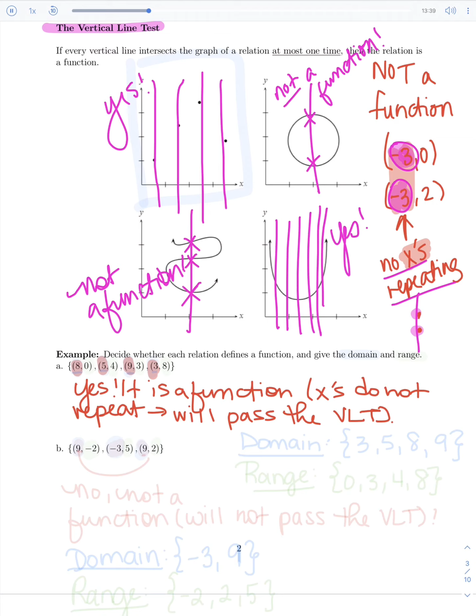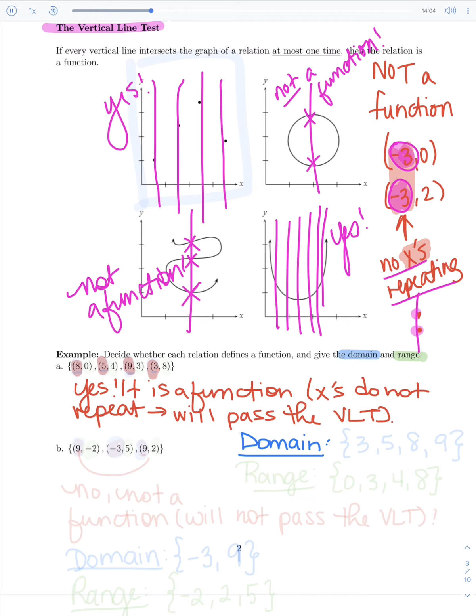Now let's talk about the other piece of the puzzle. Now they want us to talk about the domain and the range. Okay, well, let's talk about the domain first. Then we'll talk about the range second.